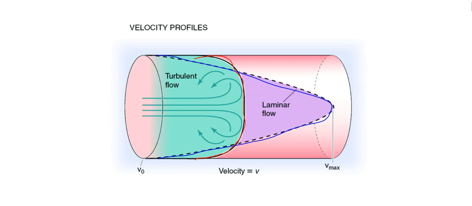So the question I want you to take a second and think about is, how can it flow from a pressure of 60 to a pressure of 80 if blood should be flowing from high to low?